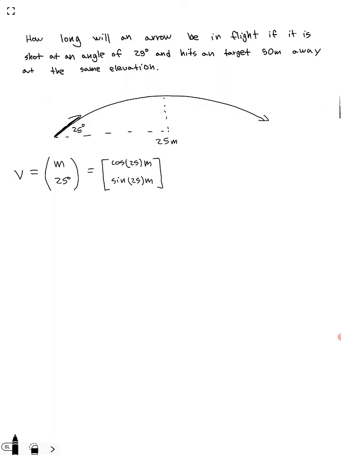Other information we have: the distance vector. Horizontal distance is 25 meters, not 50 meters, because we saw in the diagram that we're only looking at half of the problem. So this is going to be 25 meters. And our y distance is unknown, so we'll just call that dy. Last thing, they didn't really give it to us, but we know the acceleration vector. Acceleration for x is going to be 0, and for y it's going to be negative 9.81.